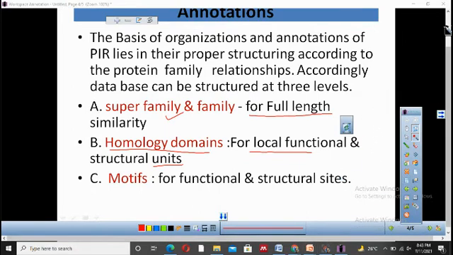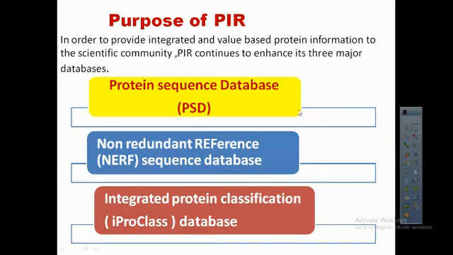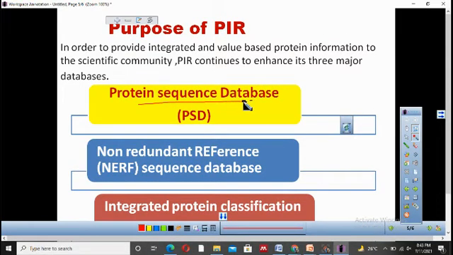So the purpose is that this continues to enhance its database into three major databases: the protein sequence database, then the non-redundant reference sequence database, and integrated protein classifications, where the proteins are classified into superfamilies and families. Here, in order to avoid redundancy or repetition, the NREF sequence database is there, and the protein sequence databases are there.